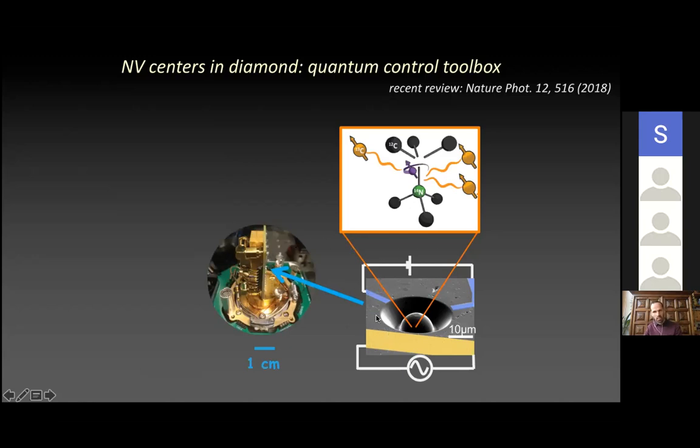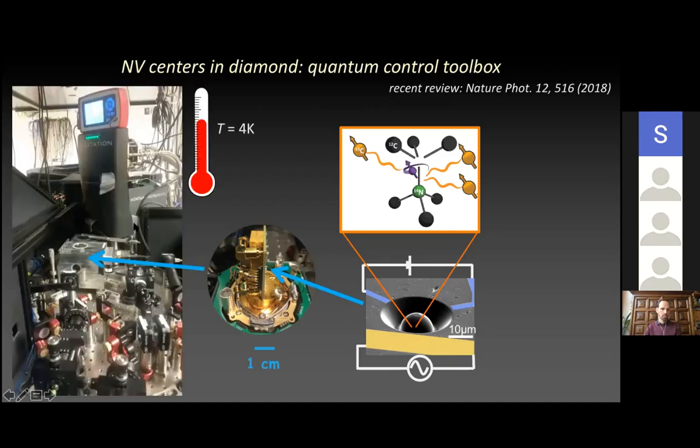So actually these diamond samples are typically only a few millimeters large. So we actually bond them onto a sample holder, and these are then put into a cryostat, typically a closed cycle cryostat, where we cool them down to 4 Kelvin.